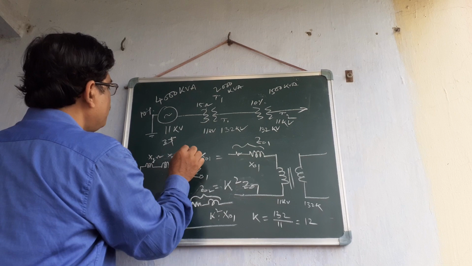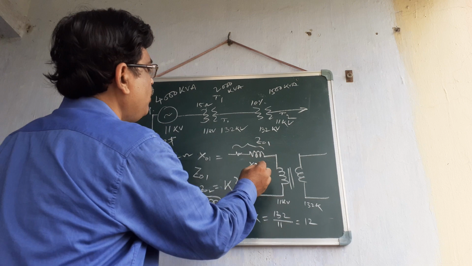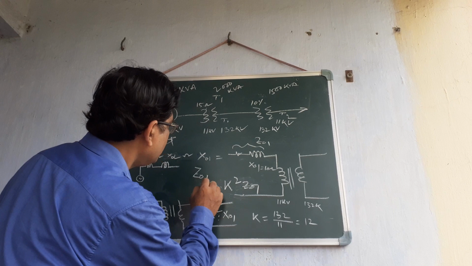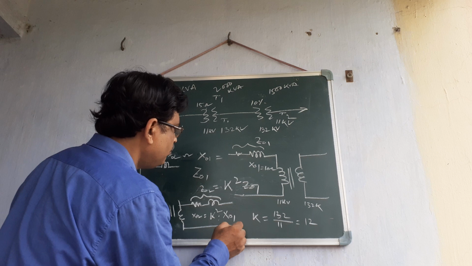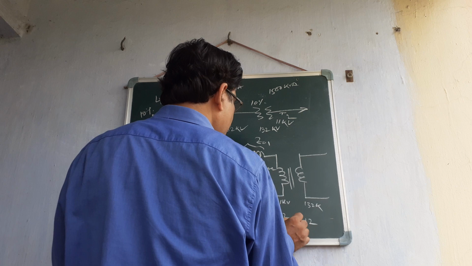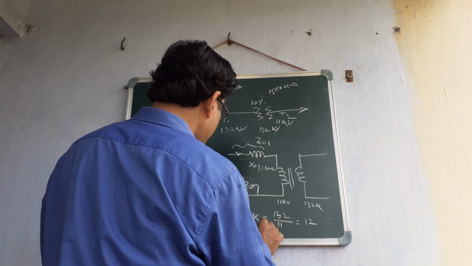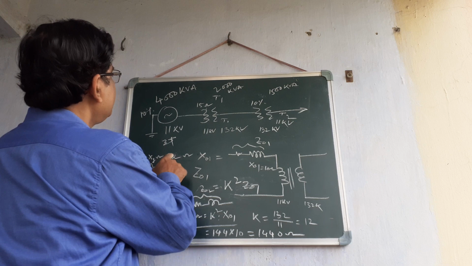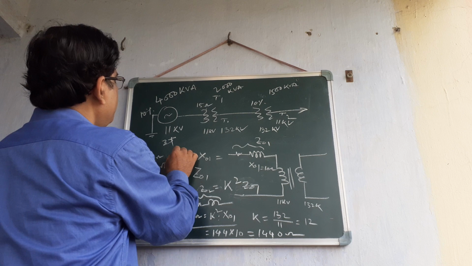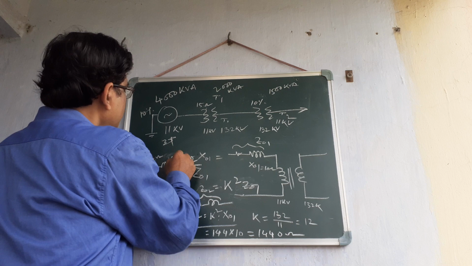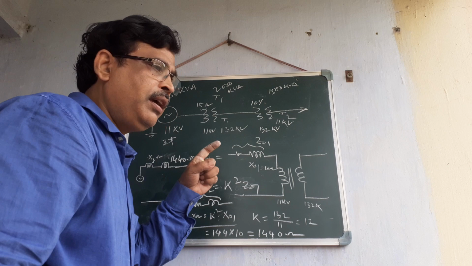Because suppose the X01 value is 10 ohm, then what will X02 be? Its value will be K square, 144, into X01, that means X01 value is 10. So it will be 1440 ohm. So if we consider it as 10 ohm in the LT side, it will be replaced by 10 ohm, and if we consider the HT side, it will be 1440 ohm. Then with a single X, how can we represent the transformer? That is our main problem, to draw a single circuit.